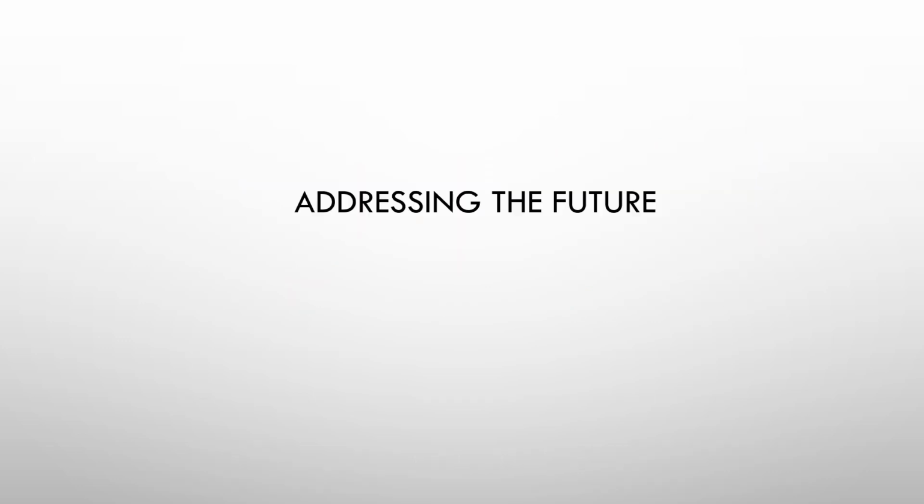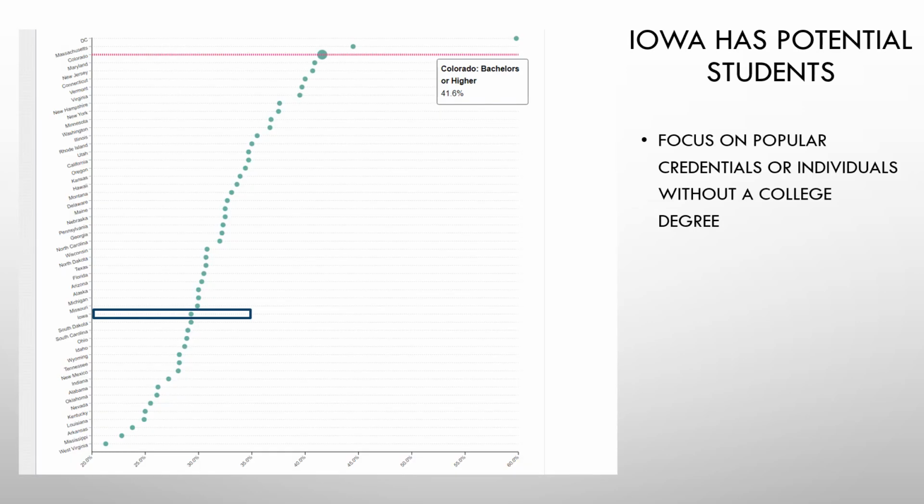How should we address the future, knowing that the enrollment cliff is coming? There's more positive news and potential in our data. Iowa has potential students. Iowa is ranked in the bottom half of all states for residents who hold a bachelor's degree. This means there are plenty of potential students out there who may not have any higher education or who have some but have not yet completed a 4-year credential. Finding these pockets of young adults and possibly middle-aged and older adults will help insulate DMACC from some of the effects of the cliff.